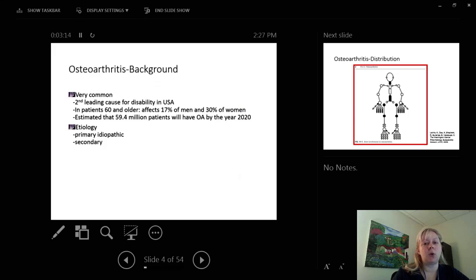So osteoarthritis is very common, and as we age, we'll see it more and more just because of the aging process. We really don't know why people get osteoarthritis, but it's usually from the aging process, and it is a second leading cause for disability, and it's usually in patients 60 and older.